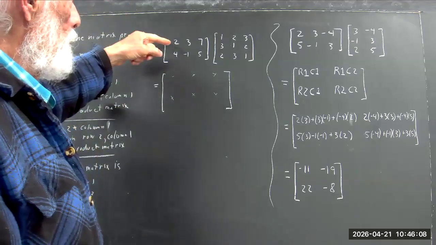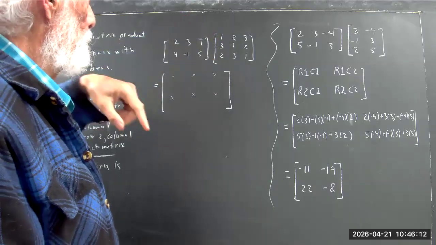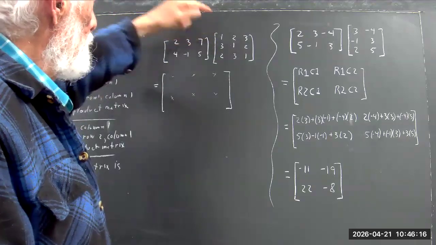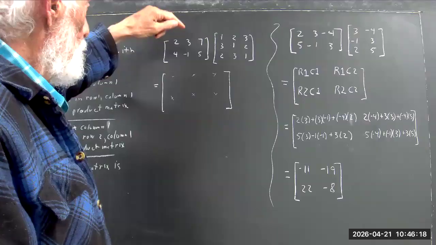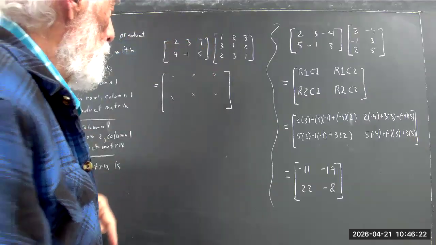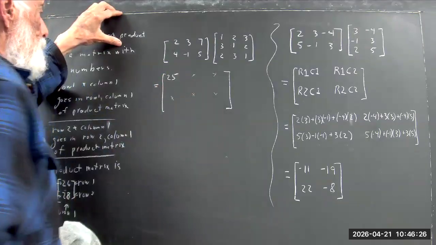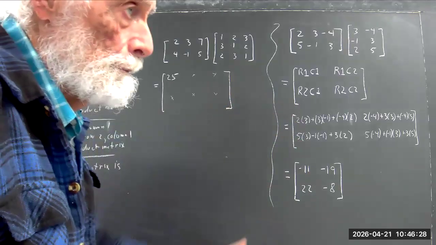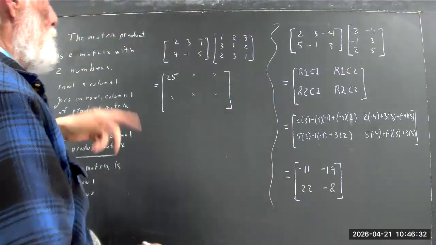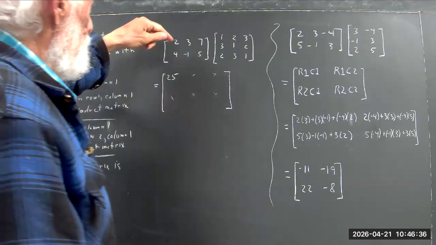Okay, the first row is 2, 3, 7. We multiply it by the column 1, 3, 2. Okay, so 2 times 1 is 2. 3 times 3 is 9. That makes 11. 7 times 2 is 14. 11 and 14 is 25. Now, if I did that wrong and you did it right, congratulations. Okay, I'm not going to check this. Just illustrating how it's done.